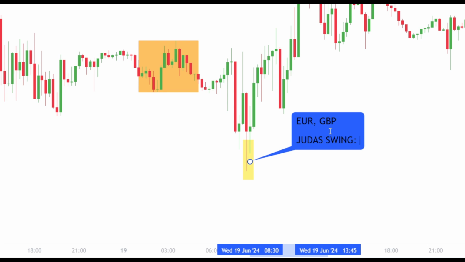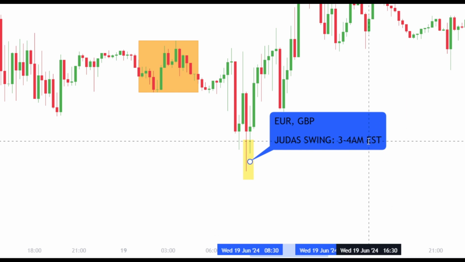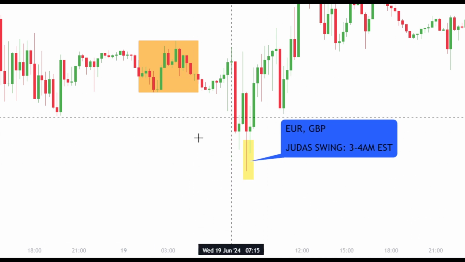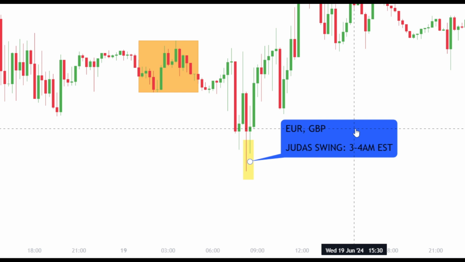Your best bet for looking for a Judas swing occurs between, sorry, I'm talking UK time. So it's 3 a.m. to 4 a.m., right? Eastern Standard Time. This is going to be your highest probability Judas swing, especially on a pair like EUR/USD or GBP/USD.